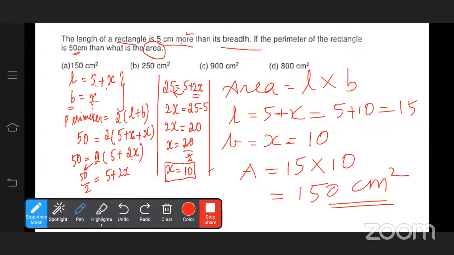Ma'am, after that perimeter step you did, in that 50 is equal to 2 into 5 plus x plus x. We can directly multiply that 2 into 5, so 10 will come, ma'am. If you multiply the 2 inside the bracket, you have to multiply all the numbers: 10 plus 2x plus 2x.